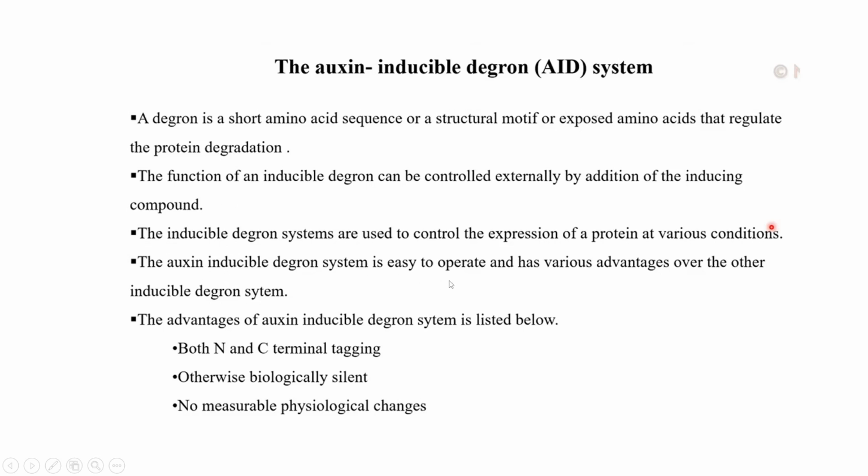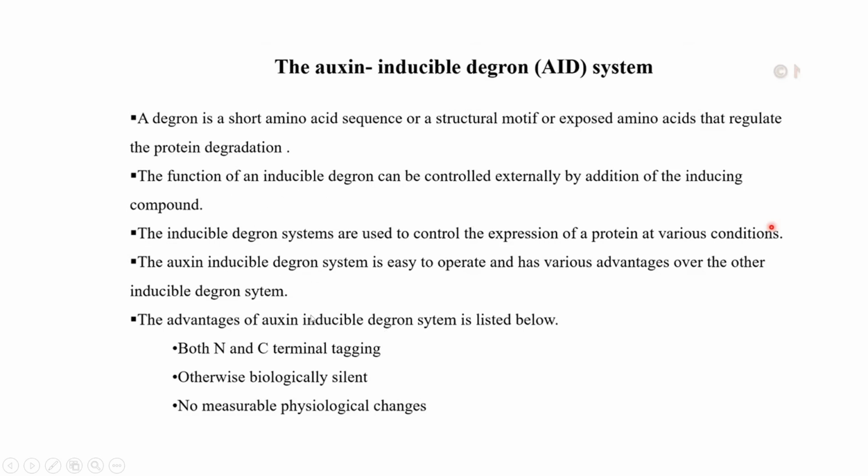The auxin-inducible degron system is easy and has various advantages over the other inducible degron systems. One advantage is that both N and C terminal tagging is possible: this degron, which is attached to the target protein, can be tagged at both the N and C terminal, at both tails. Otherwise, it is biologically silent. Because you need an external stimulant for degradation, you can have better control over the degradation system.